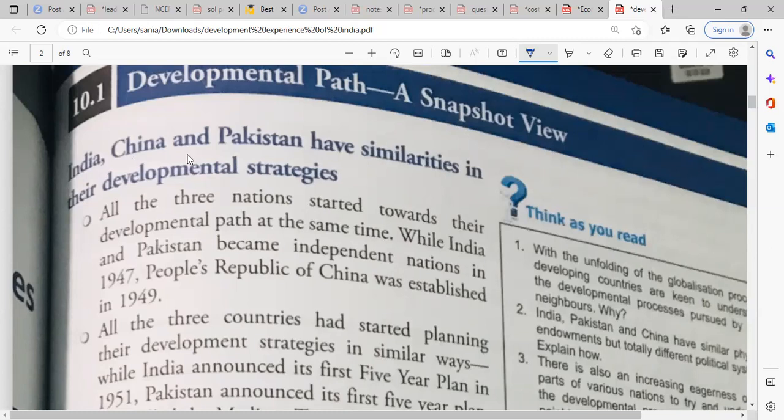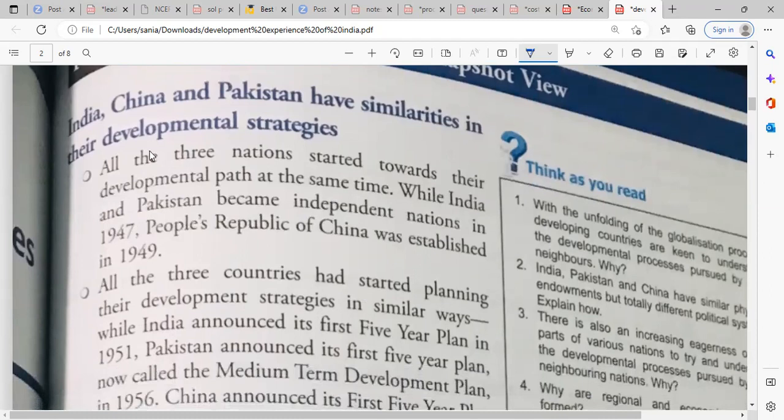India, China, and Pakistan have similarities in their development strategies. So if you get a question, why only India, China, and Pakistan, you will say because they have some similarities in their development strategies. Only because of this are we comparing. First of all, all the three nations started towards their development path at the same time. While India and Pakistan became independent nations in 1947, the People's Republic of China was established in 1949. So somewhere they are the same.